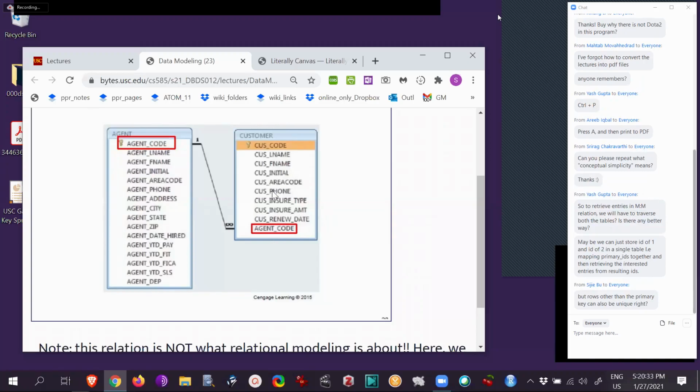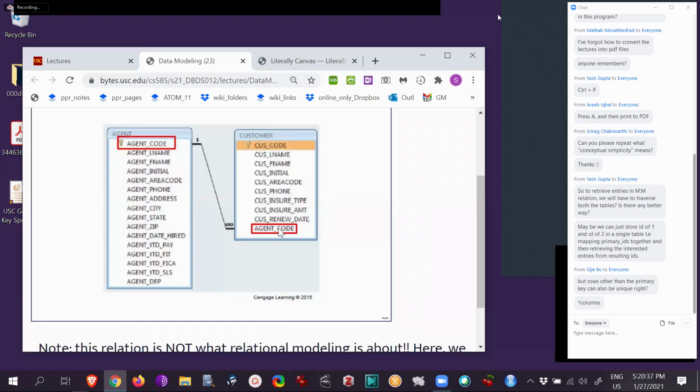On the other hand, in the customer table, this agent code, this same agent ID, can repeat many times because it is not the primary key. This is the primary key. Please understand. Yeah, sure, you can make any column unique if you like, but in general, primary keys are what we like to make unique.